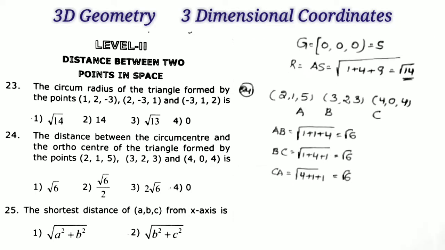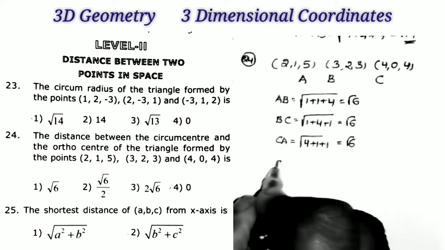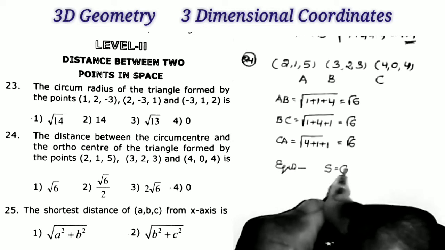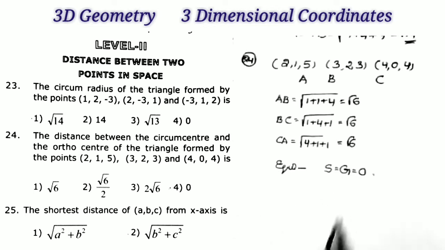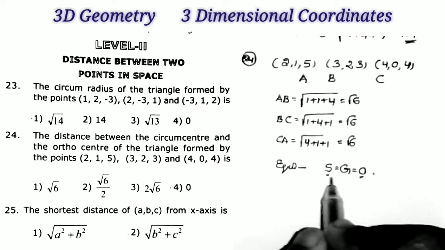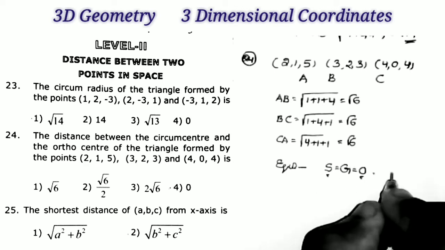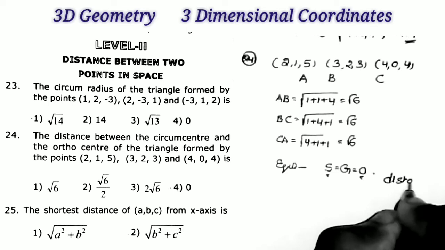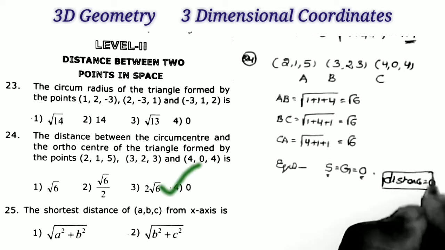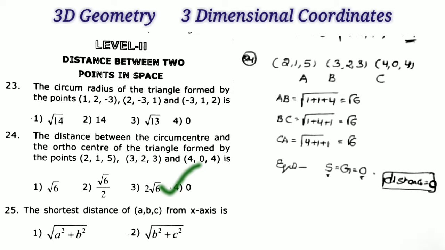So all distances are equal, which means this is an equilateral triangle. Equilateral triangle means circumcenter equals orthocenter equals centroid. Now what is the given question? What is the distance between the circumcenter and orthocenter? The 2 points are equal, so the distance is equal to 0. There is no distance between them. The distance is equal to 0, and that is the fourth option. That's all.